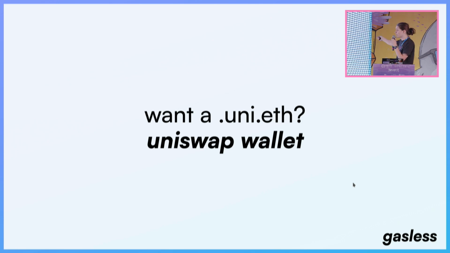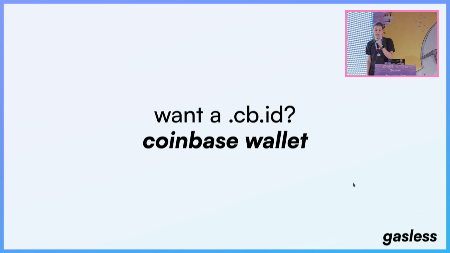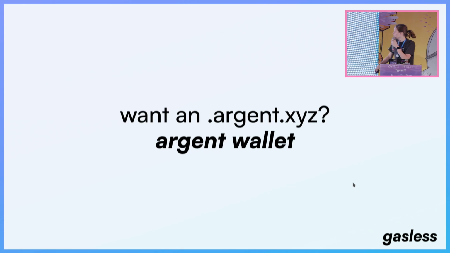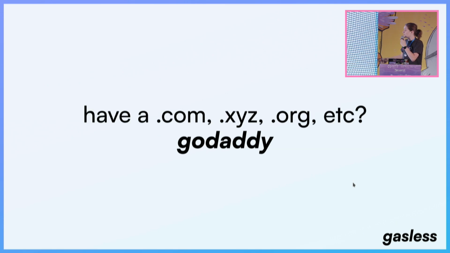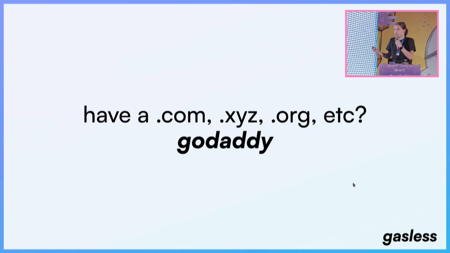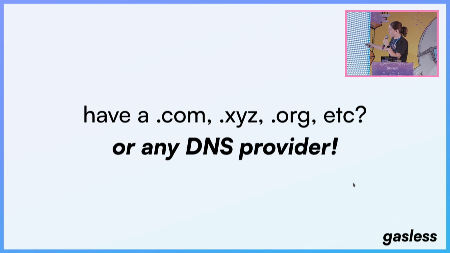Uniswap has it. Oh, install the Uniswap wallet, or if you are a Uniswap wallet user, they're giving away free uni.eth subdomains. If you're a Coinbase user, you can get a free cb.id. If you're an Argent user, there's the Argent wallet. If you have a .com, .xyz, or a .org, GoDaddy recently added a Web3 tab. So with a single press of the button, your .com is now your Web3 identity. It's that easy. And if you don't use GoDaddy, any other DNS provider, it's a couple extra clicks.